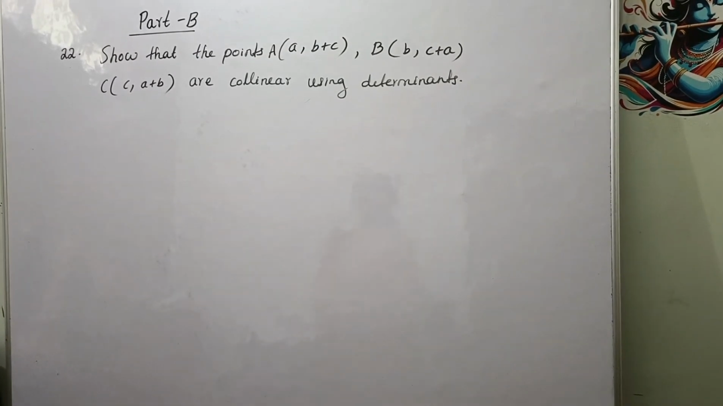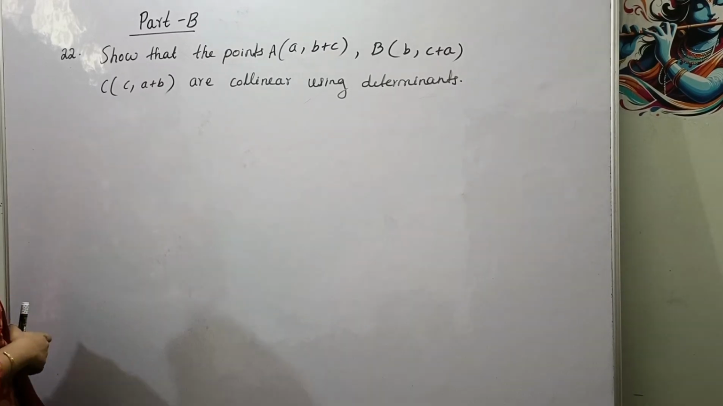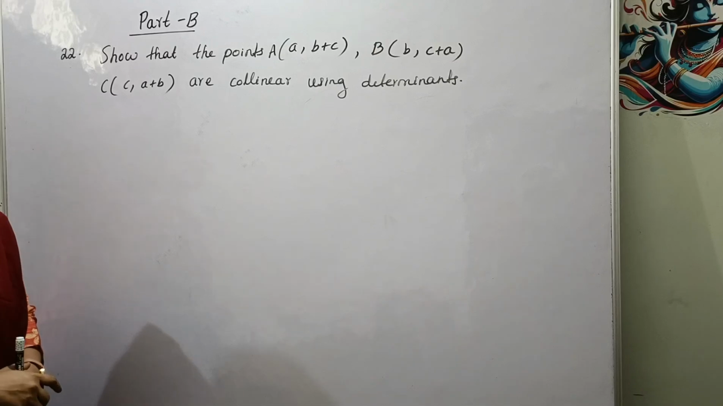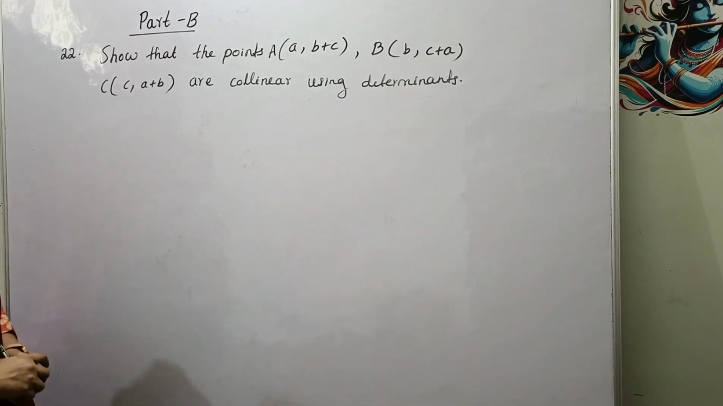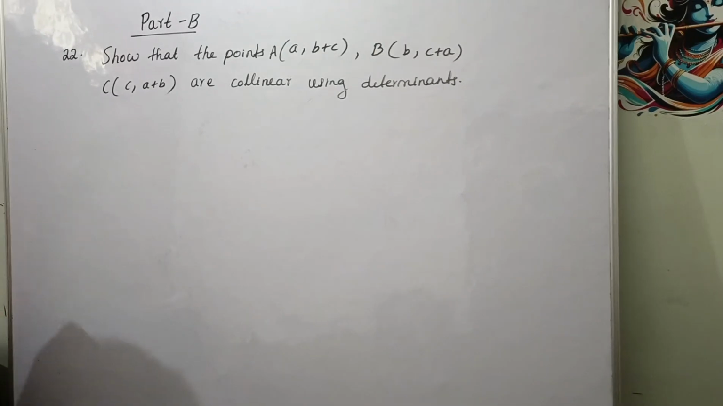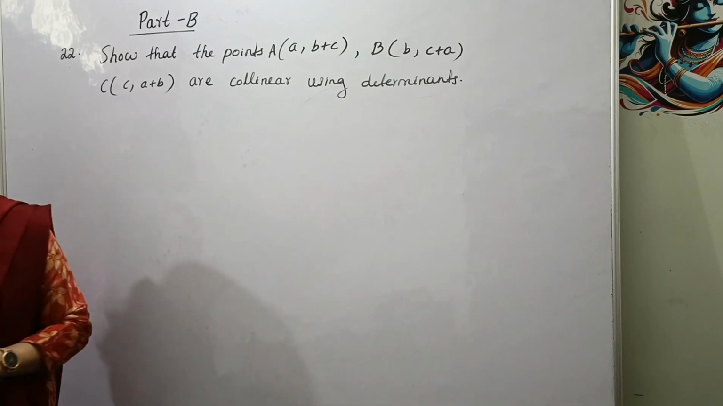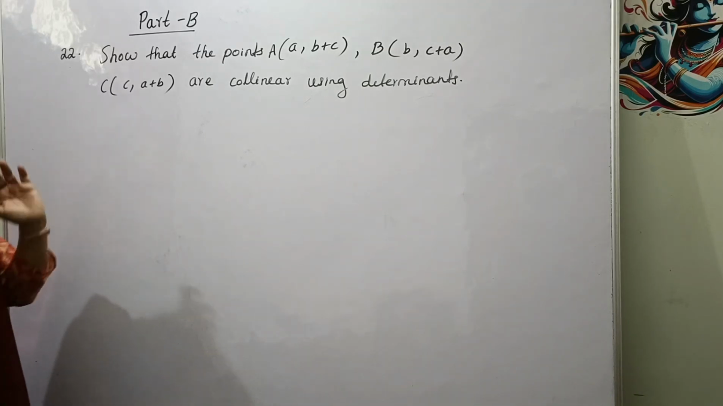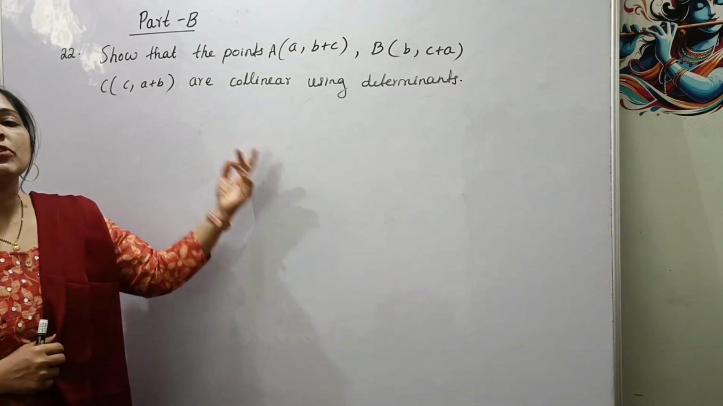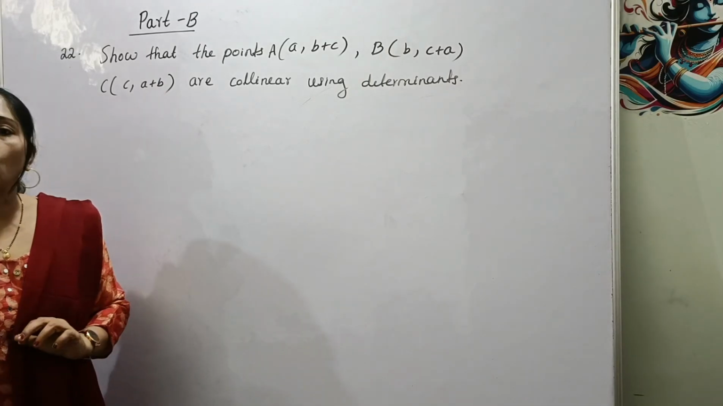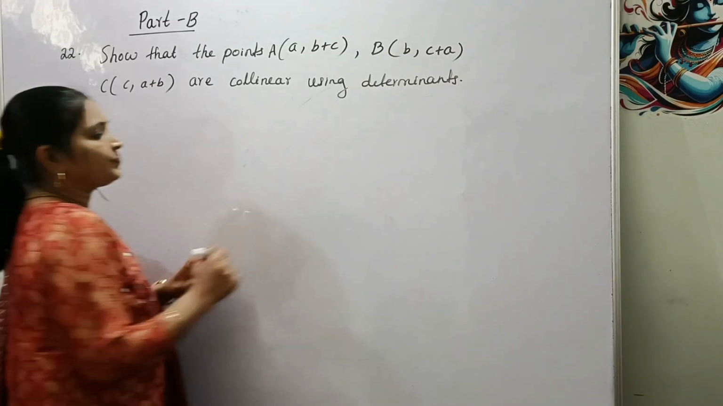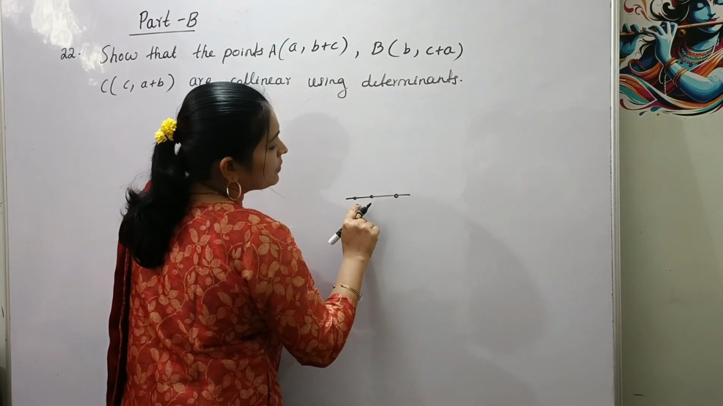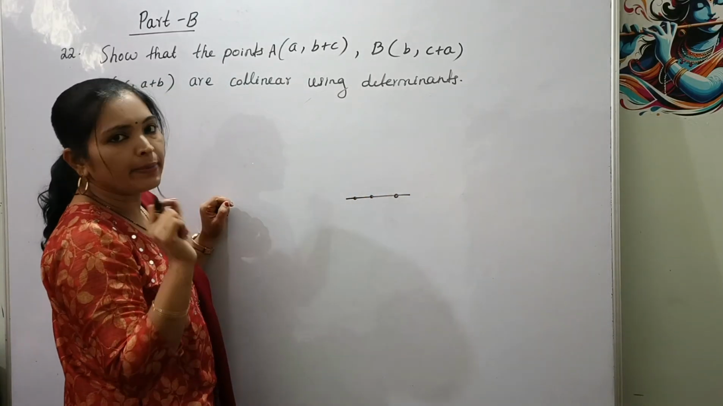Show that the points A, A B plus C; B, B C plus A; C, C A plus B are collinear using determinants. So here we have to show given points are collinear points. Collinear points means the points lying in the same line, right? So here using determinants we have to show these 3 points are collinear points. See, these 3 points are collinear points, means 3 points lying in the same line.